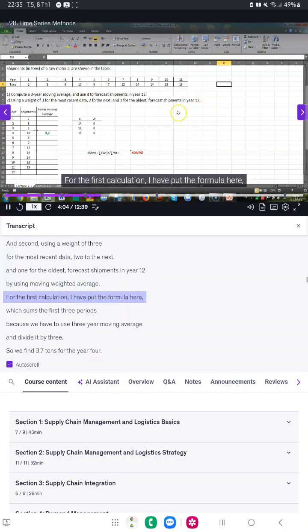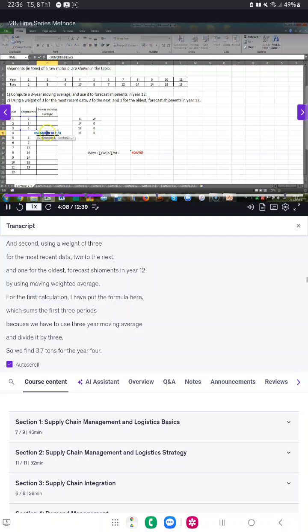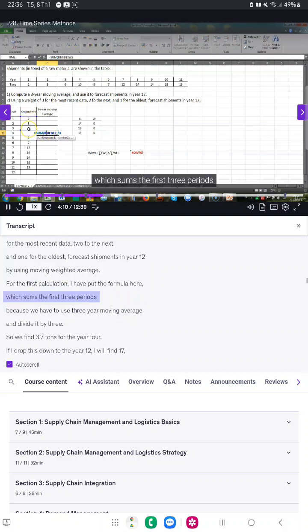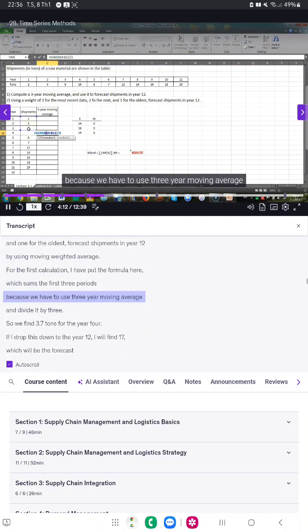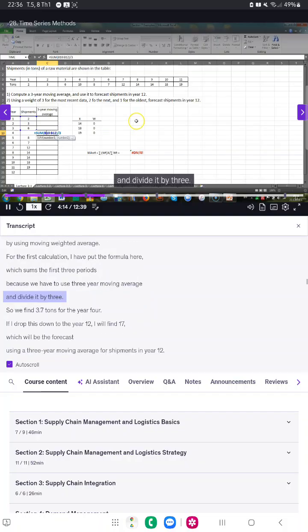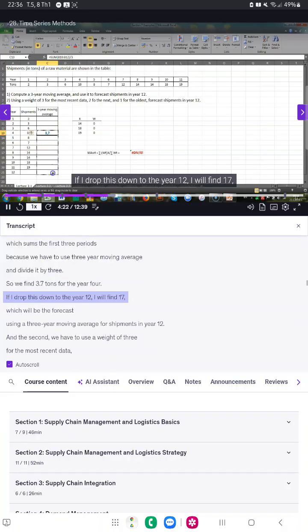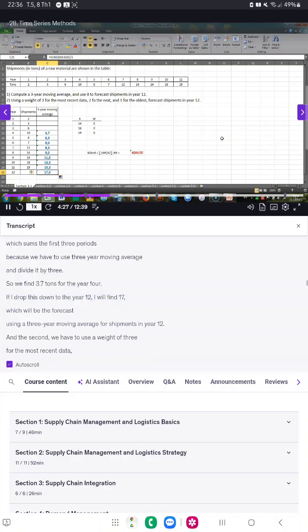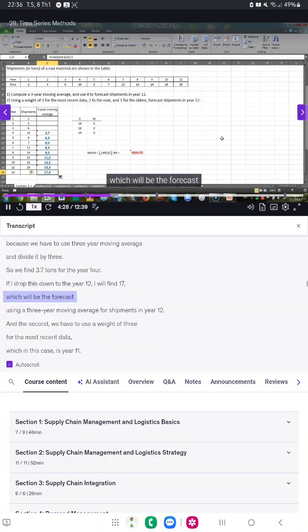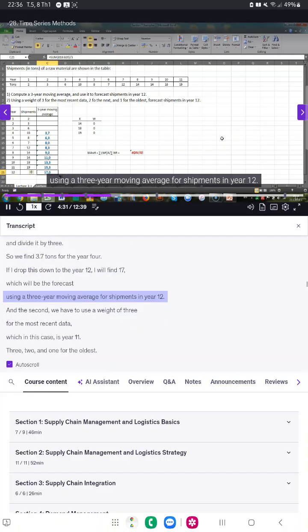For the first calculation, I have put a formula here which sums the first 3 periods, because we have to use 3-year moving average, and divide it by 3. So we find 3.7 tons for the year 4. If I drop this down to the year 12, I will find 17, which will be the forecast using a 3-year moving average for shipments in year 12.